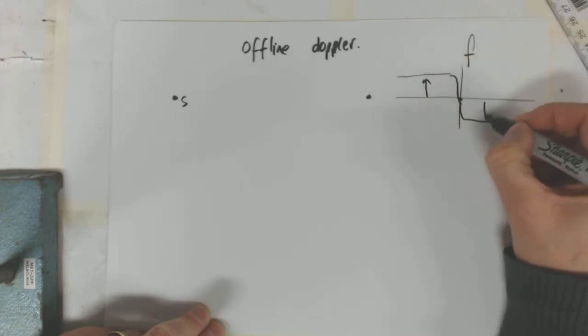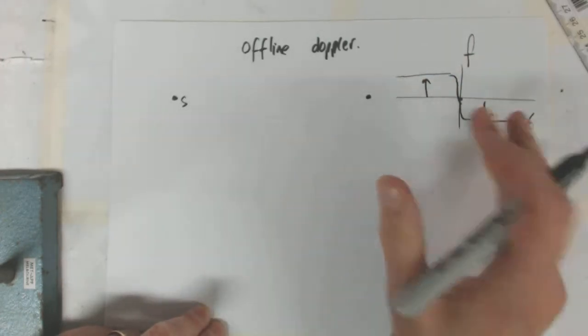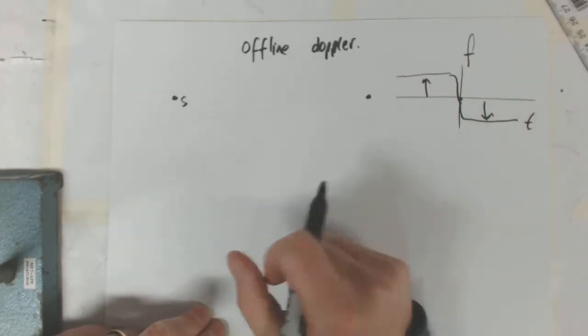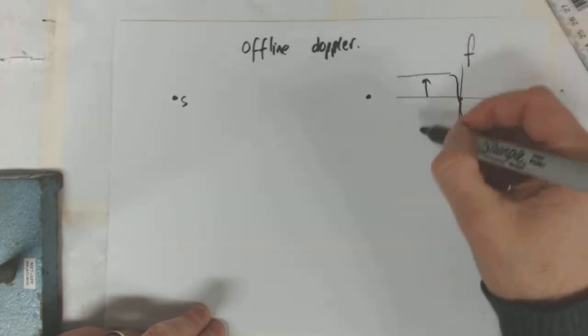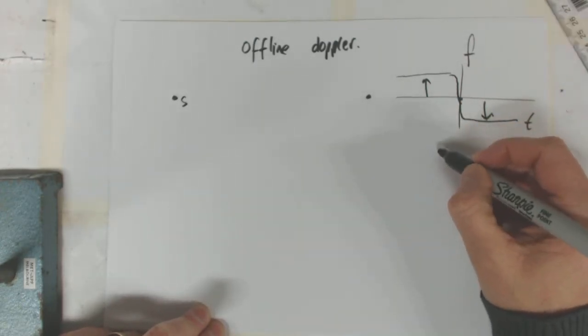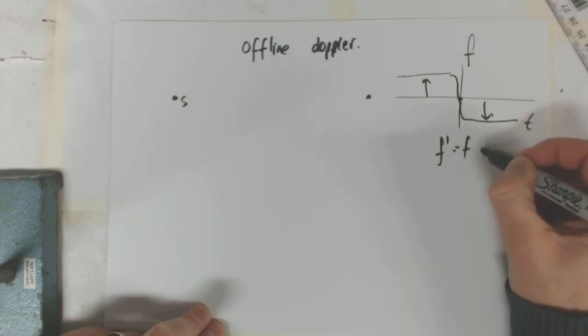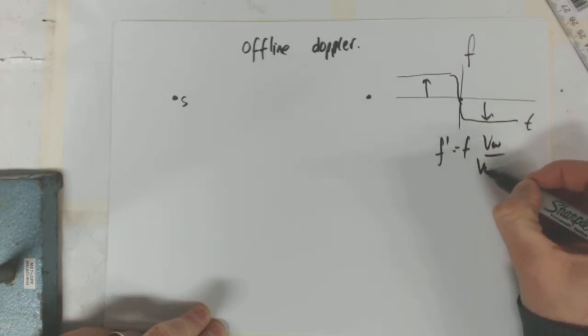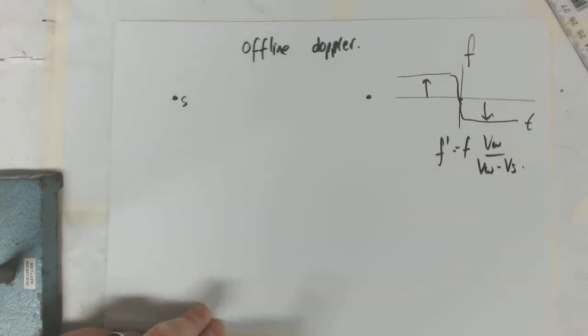Now remember that this isn't totally symmetrical. The amount the frequency goes up is not exactly the same as the amount it goes down. It's close. And we use that formula we derived already, which was that the new frequency is equal to the old frequency times Vw over Vw minus V source.